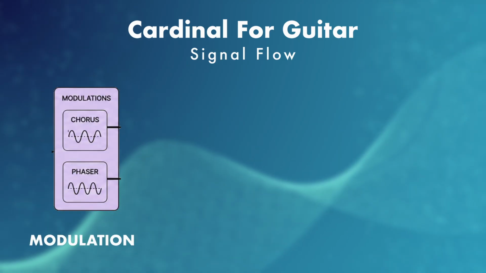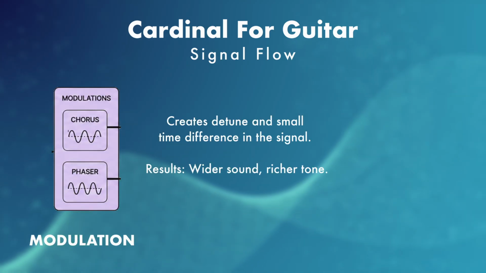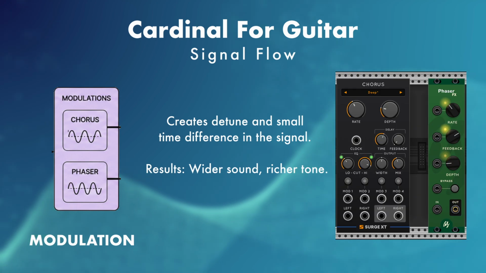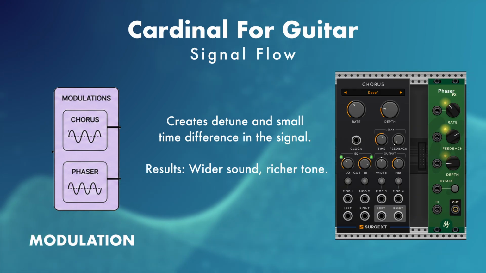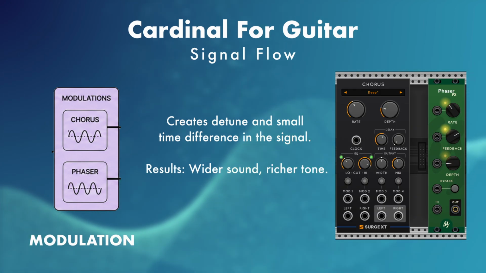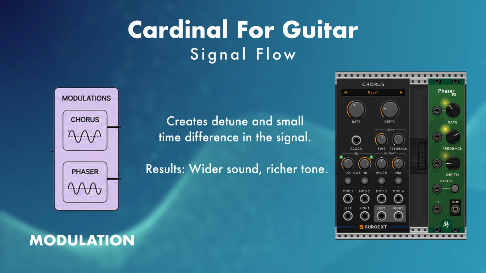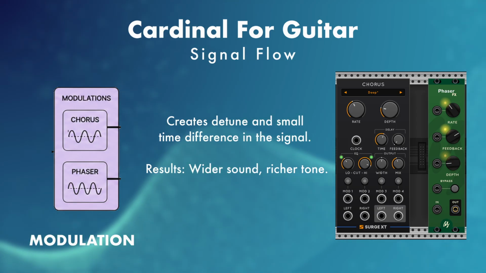Modulations add extra depth to the sound and widen the guitar when combined with other effects. Putting modulation at the beginning gives you a more drastic retro sound, while putting it after the cabinet makes it clearer and more open. Let's add a mixer.